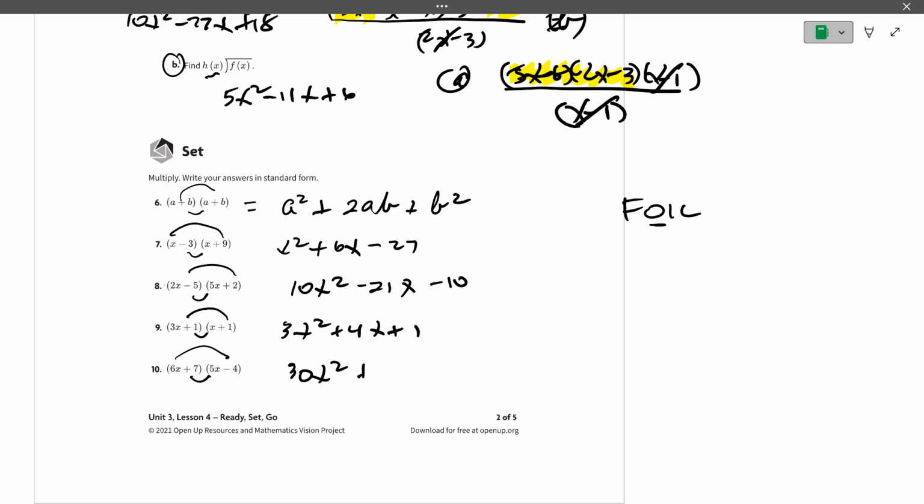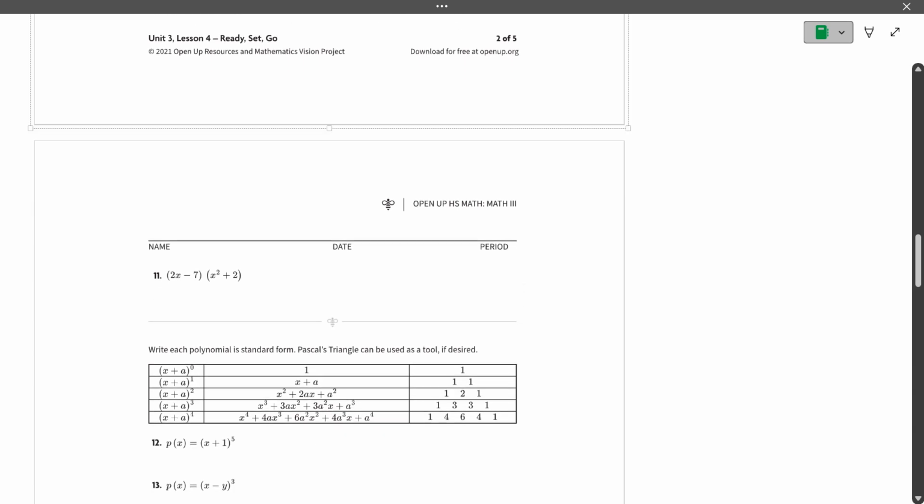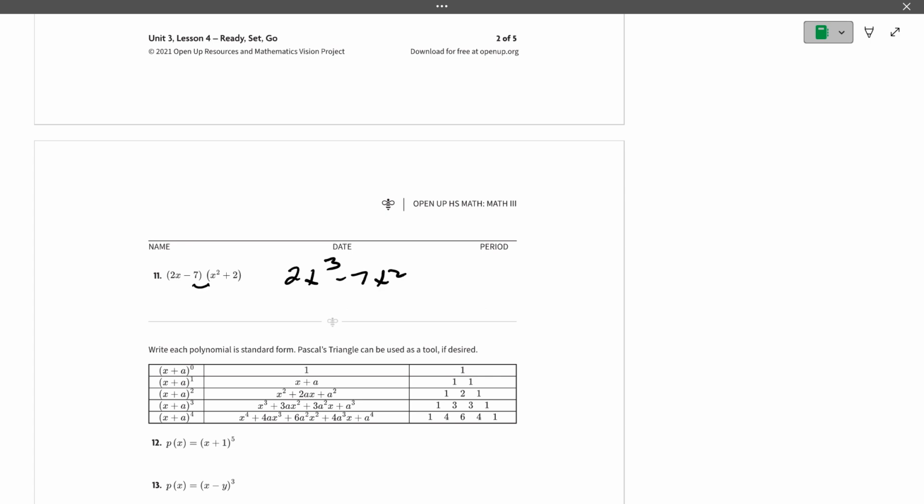35 minus 24 is 11. And then minus 28. And one more here: 2x times x squared is 2x cubed. Now notice this time the inner product is negative 7x squared, but the outer product is 4x. They don't combine, and then minus 14.